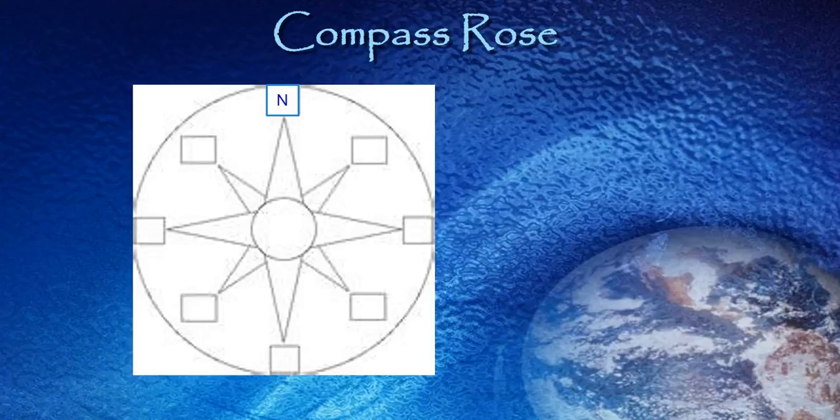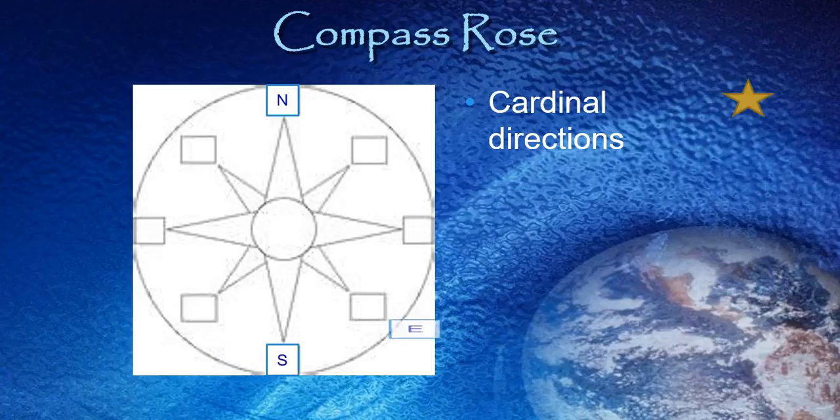So here's a compass rose. Now for a compass rose, there's two things you need to know. You need to know cardinal directions. Cardinal directions are north, south, east, and west. When I was in middle school, like you guys, my teacher taught me "Never Eat Soggy Waffles." That way, I was able to remember which directions the cardinal directions were.